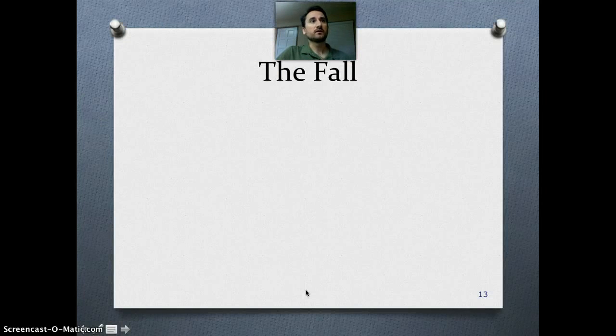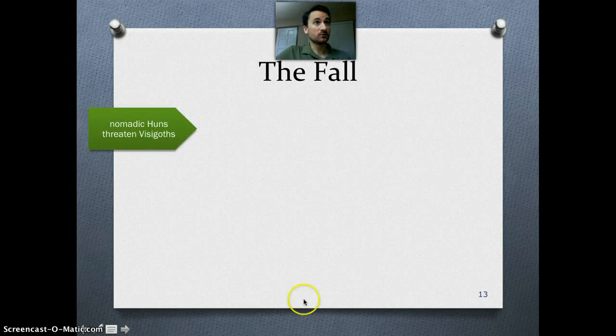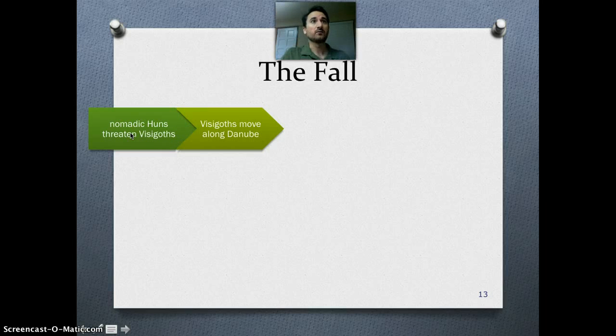So in summary, this is the final straw that led to the ultimate end of the Roman Empire. You had these nomadic Huns. These would be people in Central Asia. They put pressure on these German tribes. Remember those German tribes just sitting north of the Danube? You have Huns that kind of trap those Visigoths between the Romans and themselves. And so those Visigoths, they move along the Danube and they eventually settle in Roman territory.